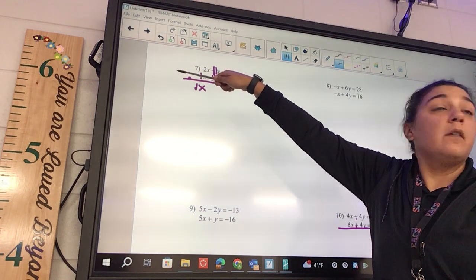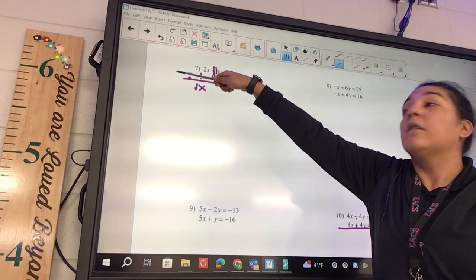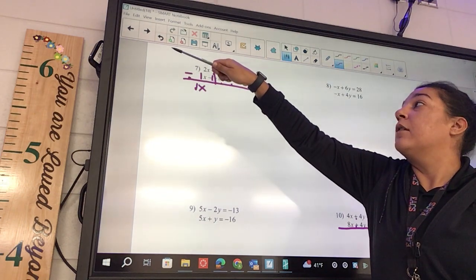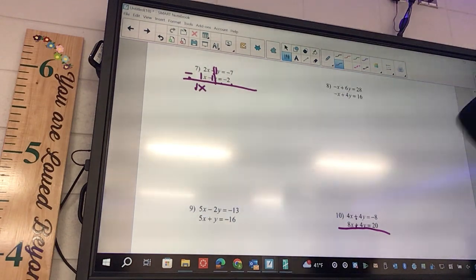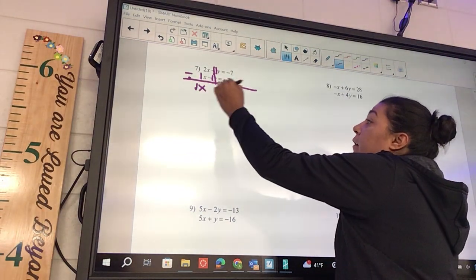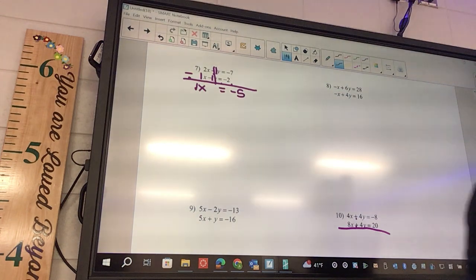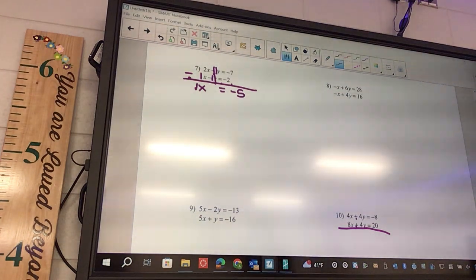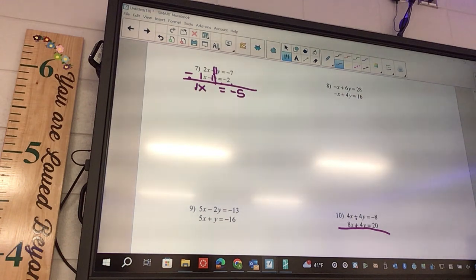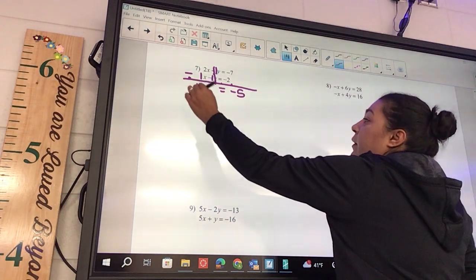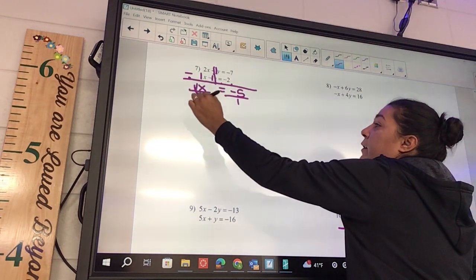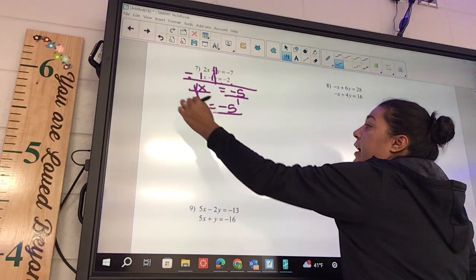You're missing a negative one. Wouldn't -1 minus -1 be -2? No, use a calculator. -5? Good. Or write it out in a straight line and you'll be able to see it. Okay, so -5. Then what needs done? Oh, divide. So we're going to divide all these pieces by 1. And so we get x equals -5.